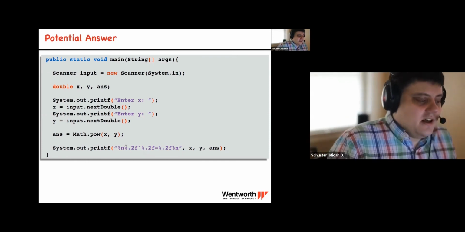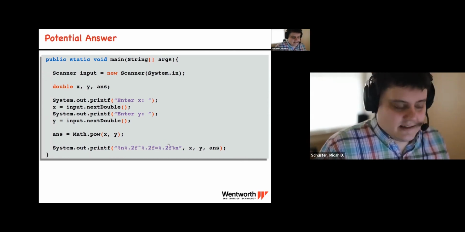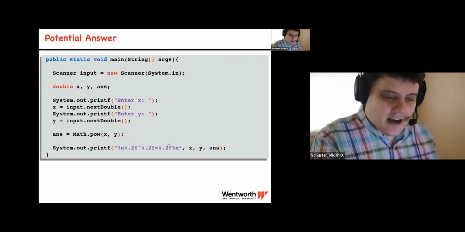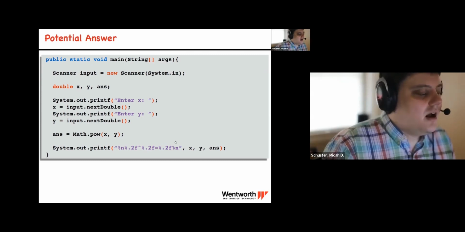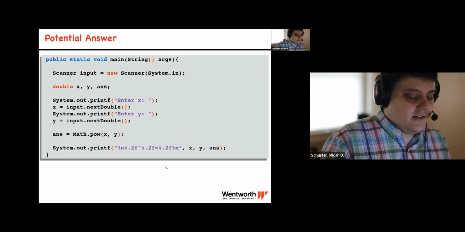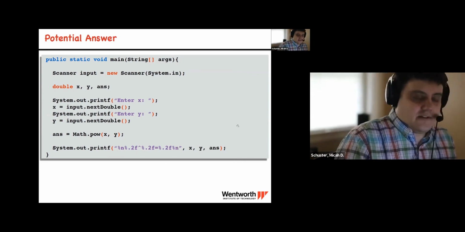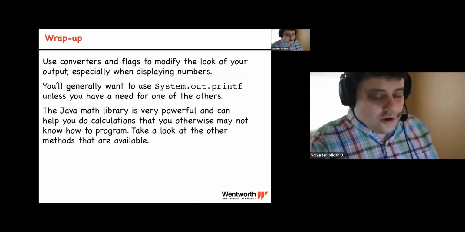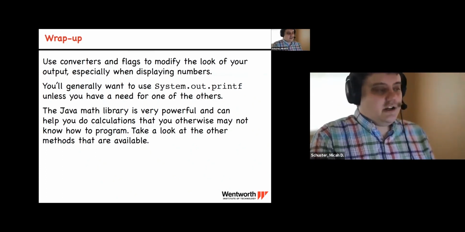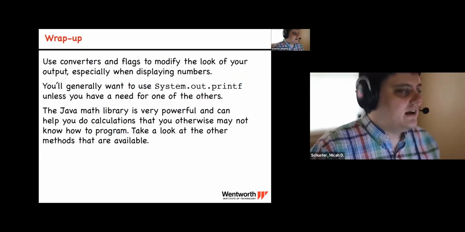So it's going to put the number with 2 decimal places, caret, the number with 2 decimal places, equals the result with 2 decimal places. So a little bit more complicated, with a few variables printed out rather than just printing out "the result is" and then a number. But again, for the homeworks, there'll be some predetermined format that I will want you to use, and so you'll have to make sure to follow that. All right, so wrap up wise, you use those conversion characters and potentially use those flags as well to modify the look of your output, especially when you're displaying numbers.